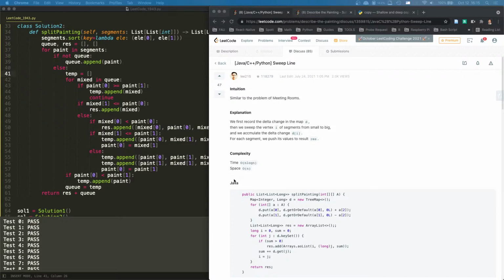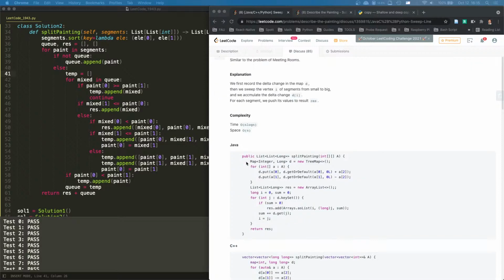Alright, let's take a look at the solution. From LeetCode 215, he's back. We first record the delta change in the map D, then we sweep the vertex I of segments from small to big, and we accumulate the delta change. For each segment, we push its value to result res. I don't understand anything.